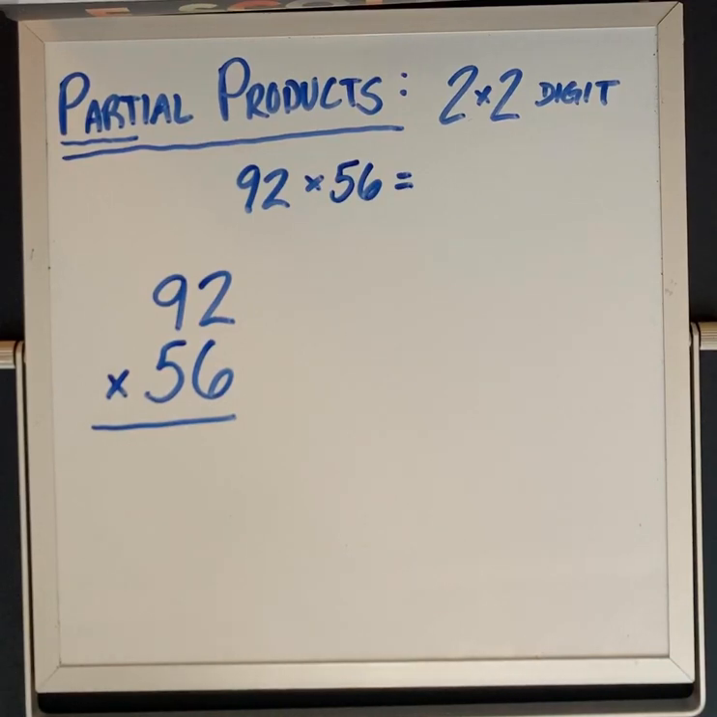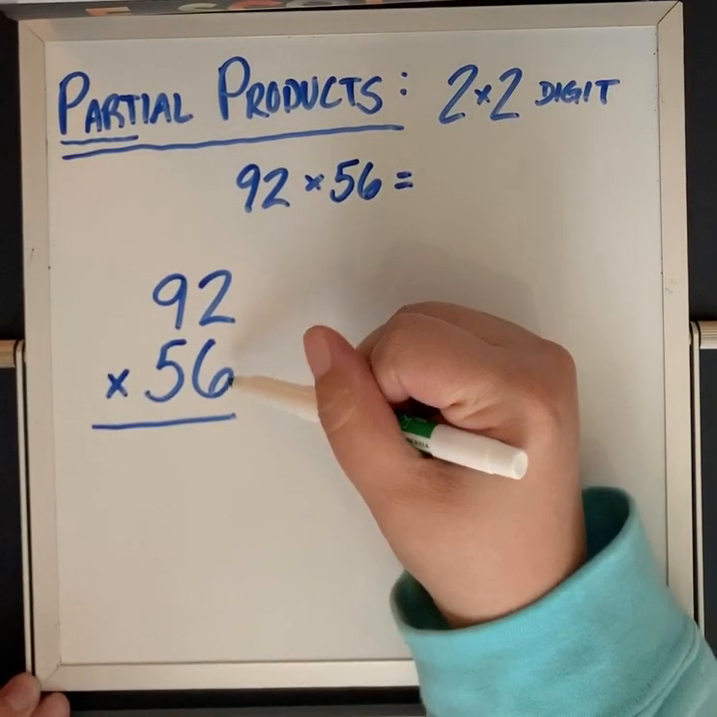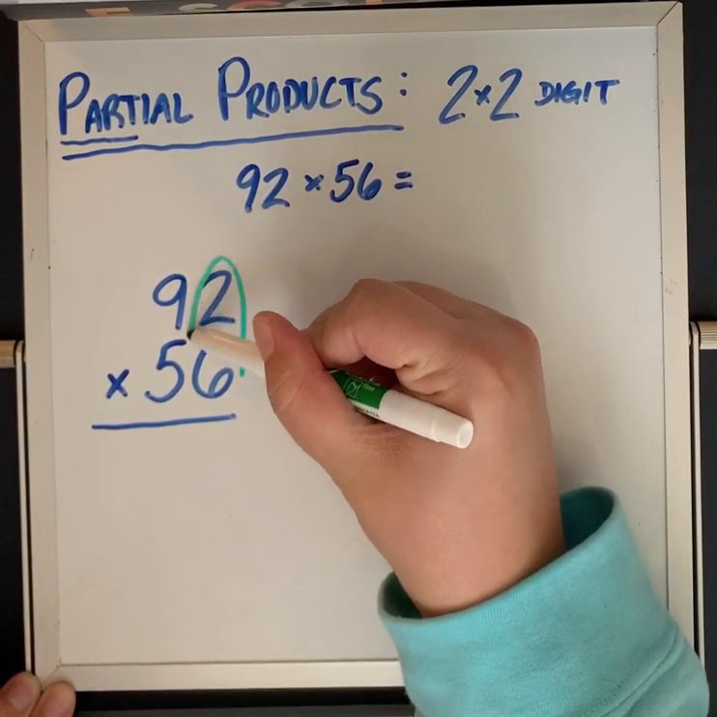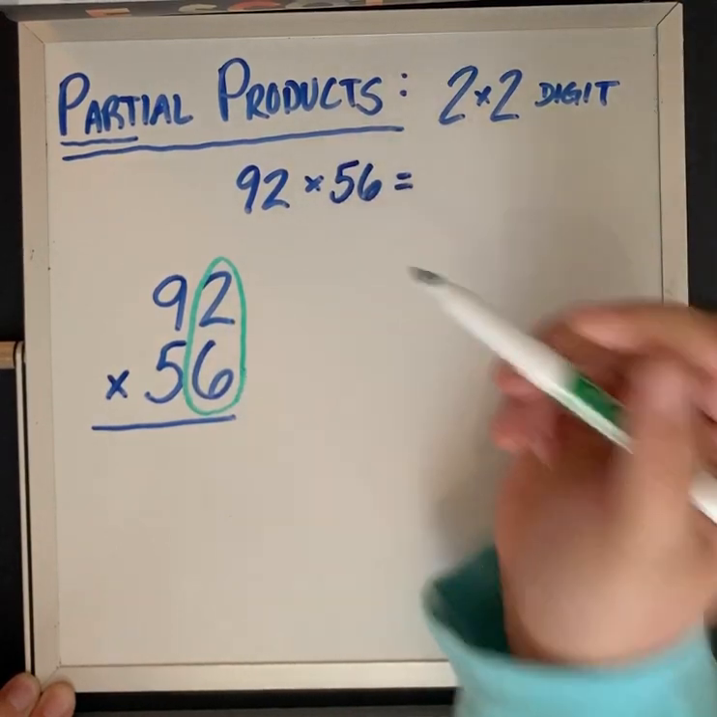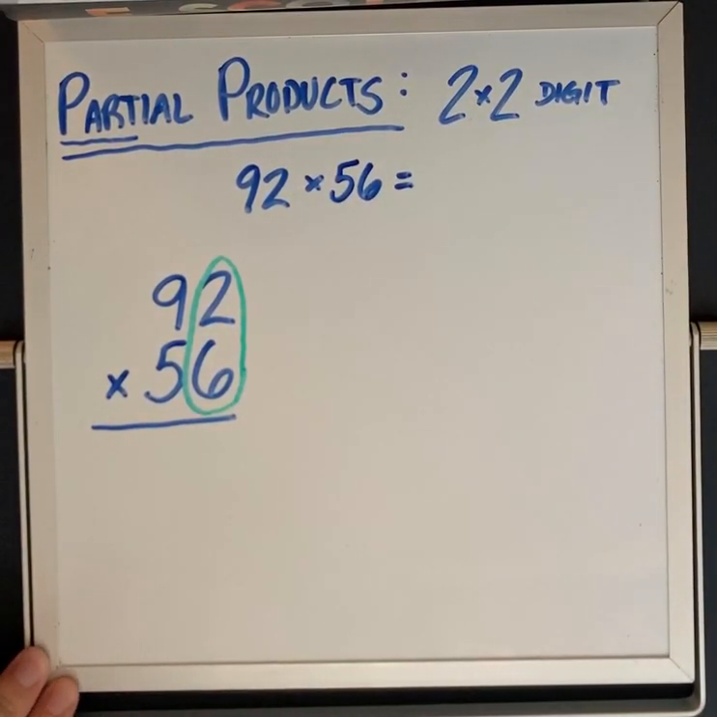Now the partial product strategy focuses on using only 2 digits at a time. Again, we are going to break down our numbers and use distributive property to solve. We are going to begin with our ones place in our bottom number. The first thing we're going to be doing is multiplying our ones place in our bottom number by our ones place in our top number.